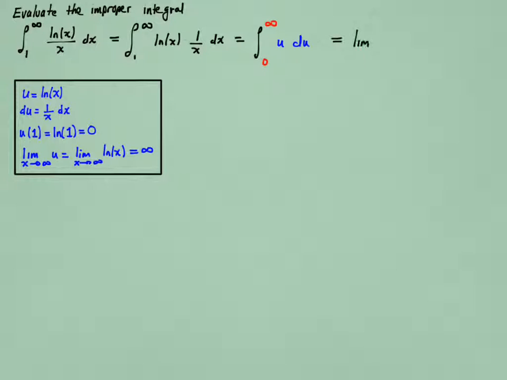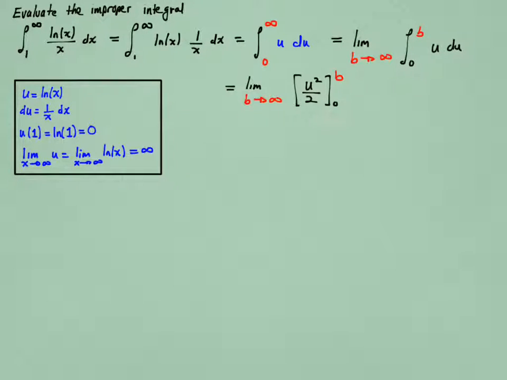As an improper integral, it is a limit. I'm going to let b be a placeholder, and we're going to take the integral from 0 now to b, and we'll let that upper limit of integration b go to infinity. We're integrating the function u du. The antiderivative is very straightforward here. The antiderivative of u is u squared over 2, and I evaluate that from 0 to b, and then I need to take the limit as b goes to infinity.